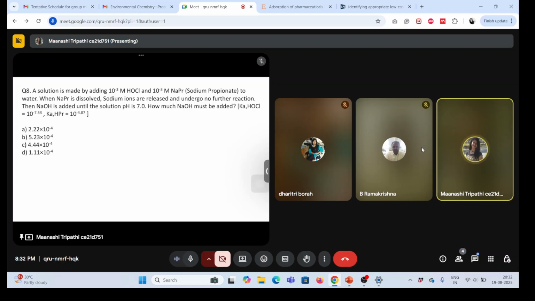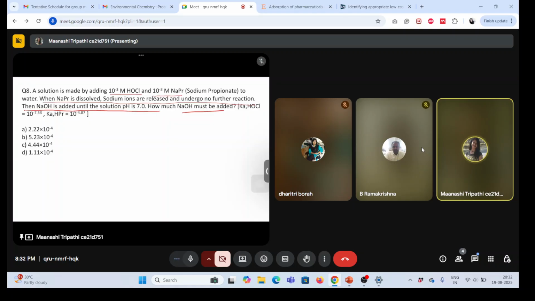A solution is made by adding 10 raised to power minus 3 molar hypochlorite and 10 raised to power minus 3 molar sodium propionate to water. When sodium propionate is dissolved, sodium ions are released and undergo no further reaction. Then NaOH is added until the solution pH is 7. How much NaOH must be added? Okay, we have the target pH. So this is a reverse pH problem. We have the target pH, and this will be solved by trial and error. How much NaOH should be added to make the pH 7?